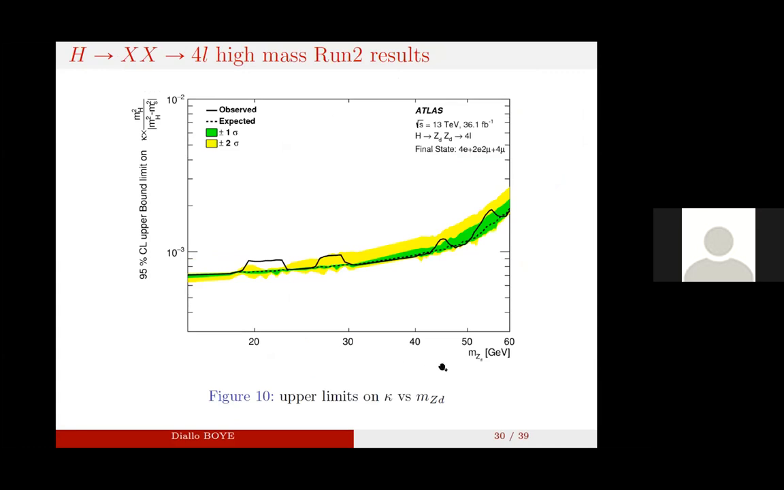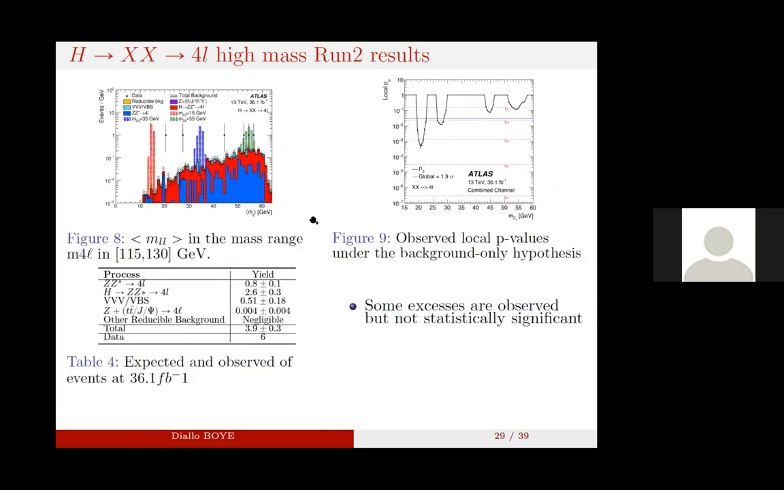We set limits as we did with the ZX channel, after unblinding, looking at the data to see how it compares to what we expected. What we expected is this, the background. In blue is the ZZ star to 4L background, and in red is the Higgs to ZZ star background, which is our main background. Here we also choose some reference signal points.